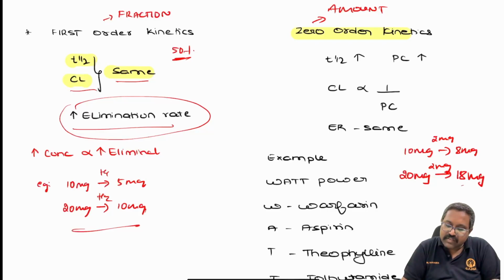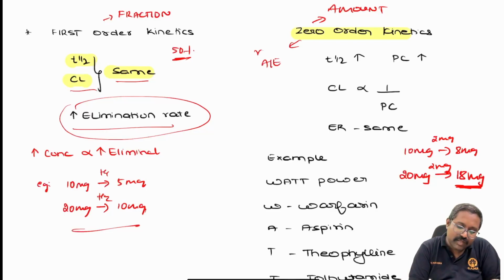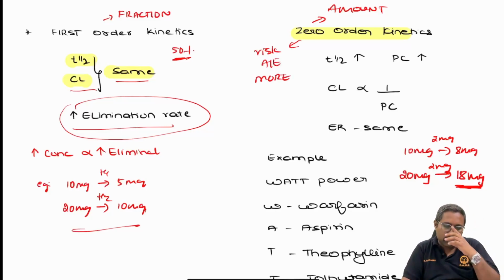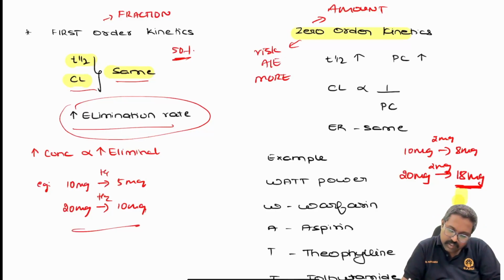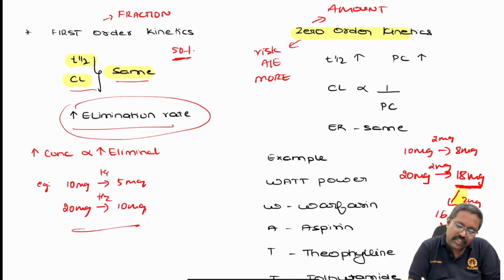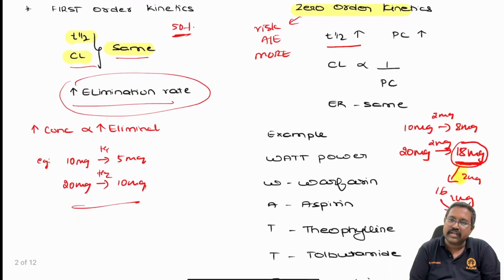So the chances of adverse drug reactions due to an increase in the dose will be seen with zero order. With zero order, the risk of adverse effects will be more. Here, the half-life is going to increase. To eliminate this, it takes more half-life. Again, it will eliminate 2 milligram, and it will become 16. Then it will eliminate 2 milligram, and it will become 14. It takes a longer half-life, so that's why the half-life is going to increase, and the plasma concentration has already increased.